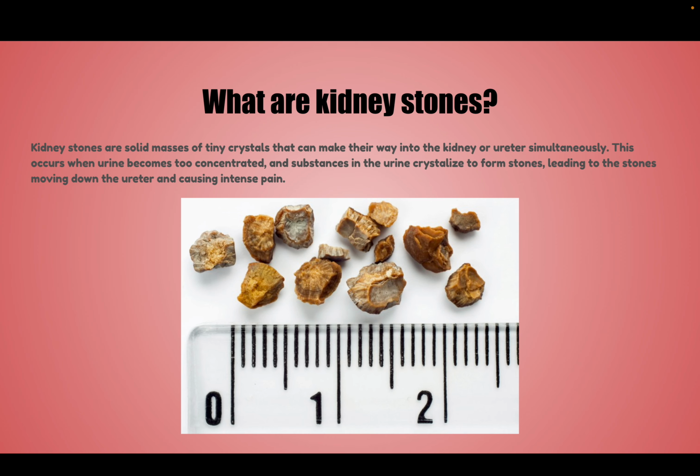What are kidney stones? Kidney stones are solid masses of tiny crystals that can make their way into the kidneys or ureters. This occurs when the urine becomes too concentrated and substances in the urine crystallize to form stones, leading to the stones moving down the ureter and causing intense pain. And I'm pretty sure you can figure that out because of the way they're shaped. They look kind of like little diamonds, though they don't actually look like diamonds.